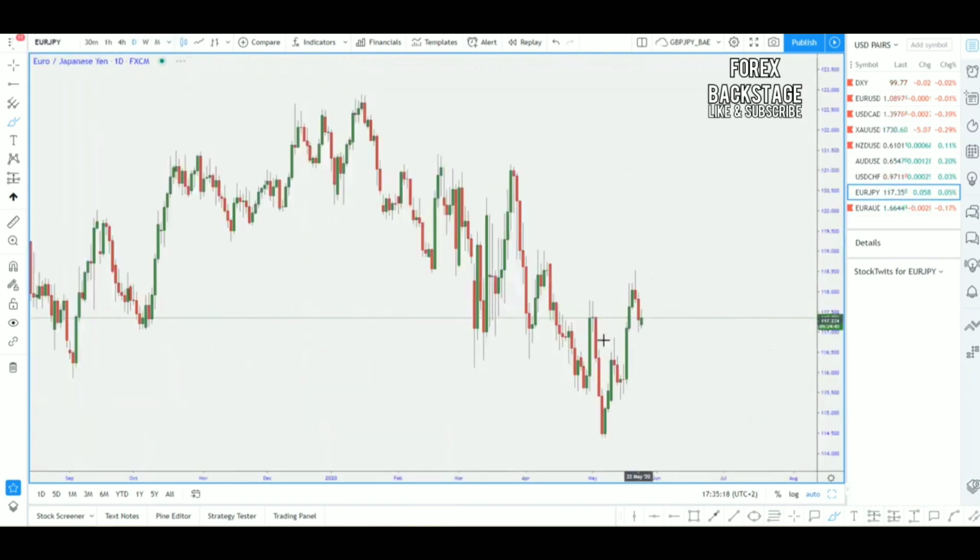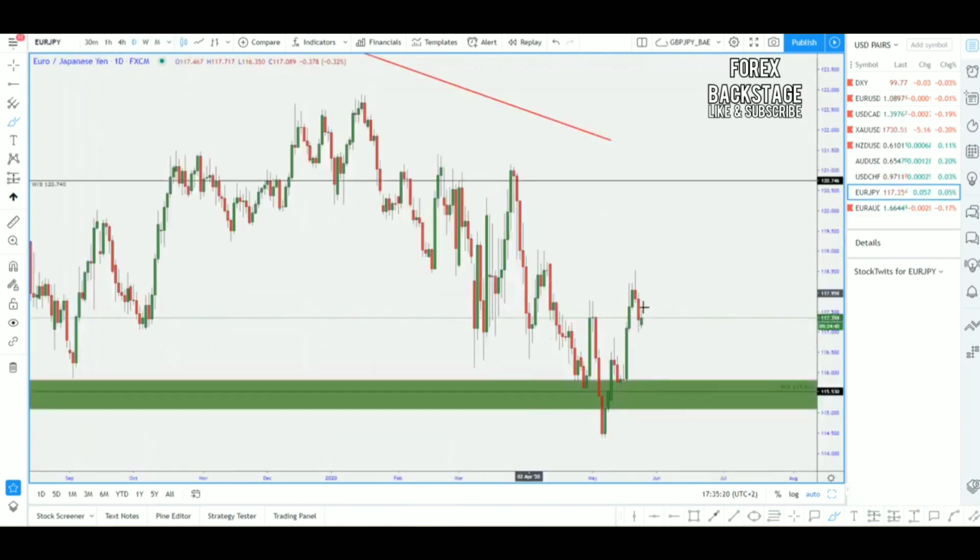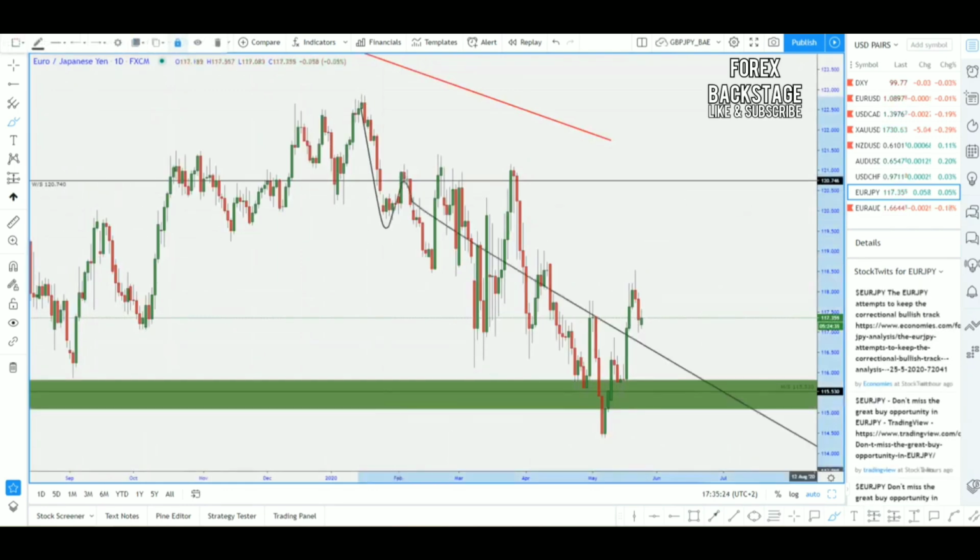Let's keep on choosing different pairs so we can understand what is happening. From there you do have a downward push, pull back, downward push.